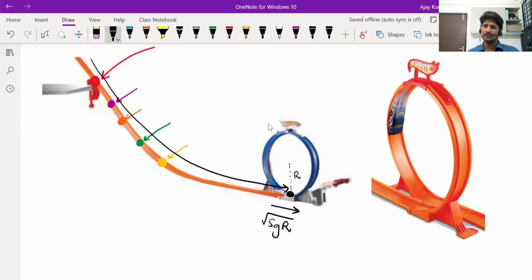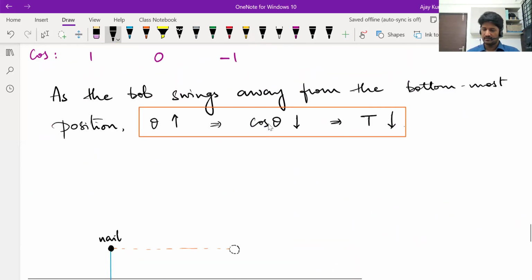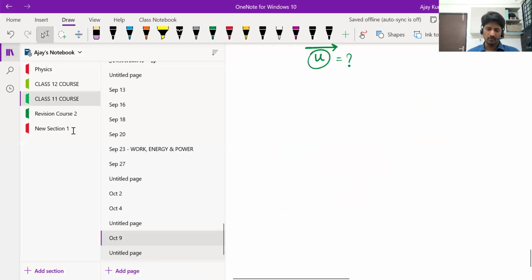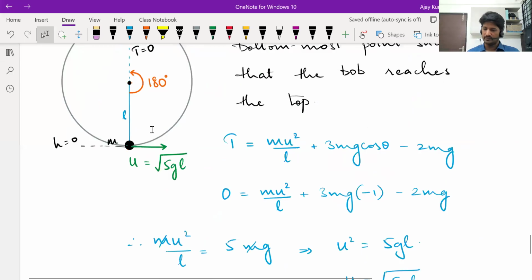Now, this is a real life situation, no? Car moving on a track. So friction will be involved. So you should give a speed slightly more than this in a real life situation. In an ideal case where there is no air resistance, no friction, root 5gr would make it complete the circle. This root 5gr, the minimum speed at the bottommost position to complete the circle, is called the critical speed.